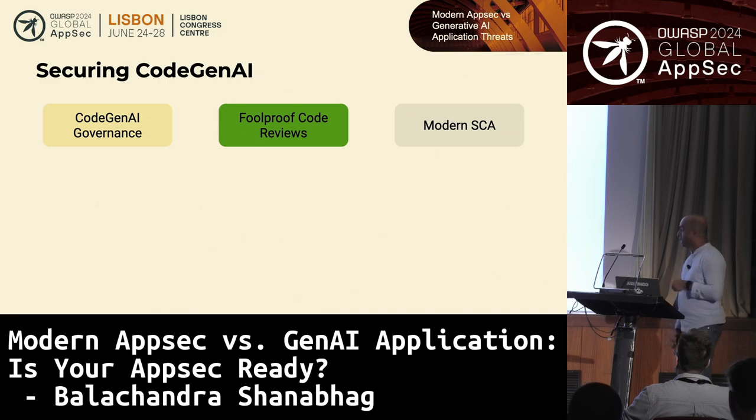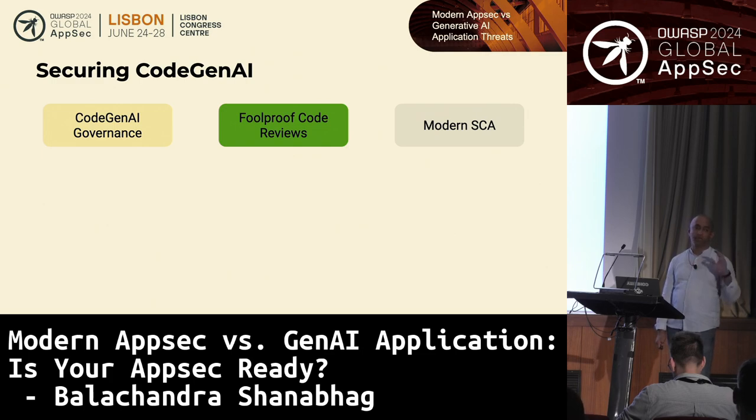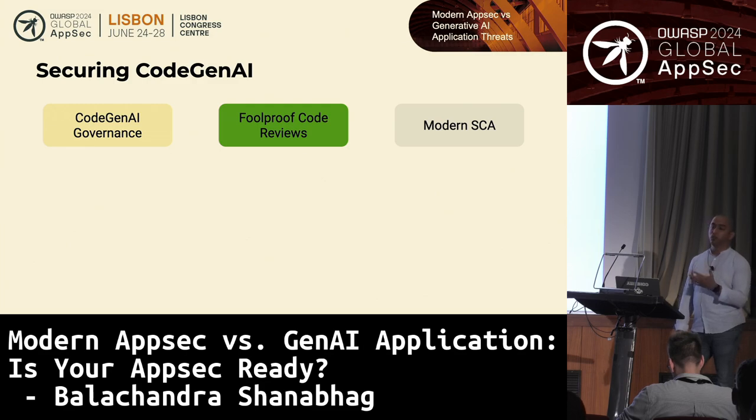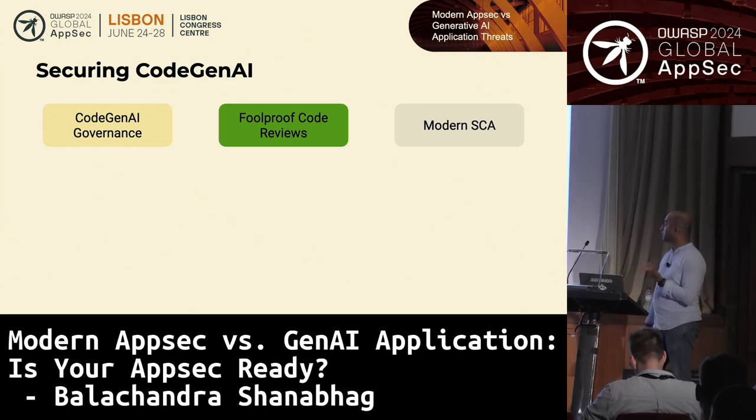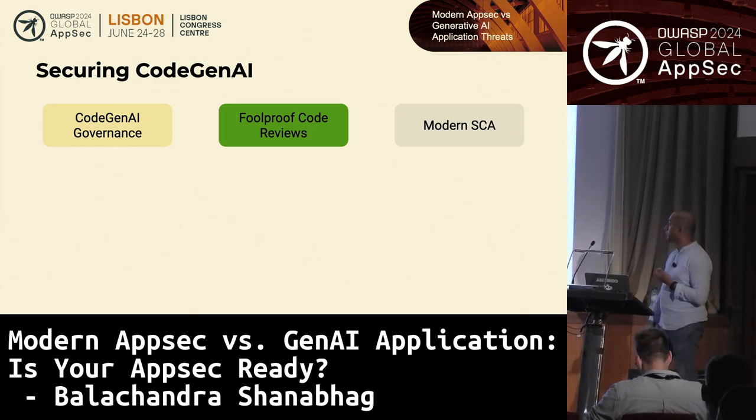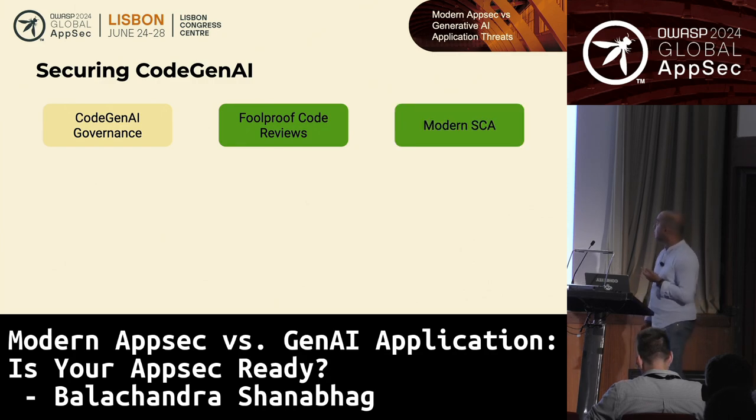The next would be modern SCA. Why I mention modern SCA: some SCAs by nature just take the version and the library you give them, and give you the CVEs against it, right? But it's not going to look at whether there is a typosquat, where it was obtained from, or whether it is doing something at runtime, some different behavior. So modern SCA really plays a crucial role in securing against code generated from GenAI.